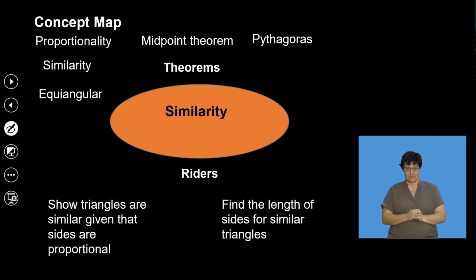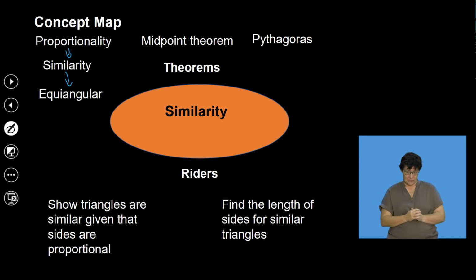So, I'm going to look at some proportionality, similarity, and equiangular. So, when two triangles or two shapes are proportional, we claim that they are similar. And if they are similar, it then means that they are equiangular, right? We're then also going to look at the midpoint theorem, and the Pythagoras theorem as well.